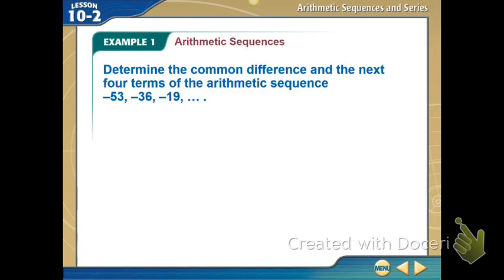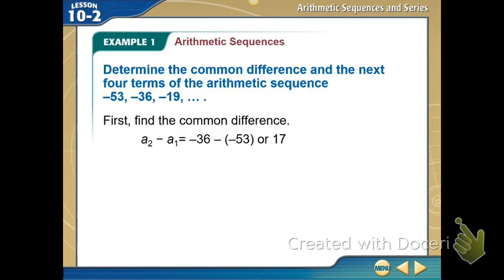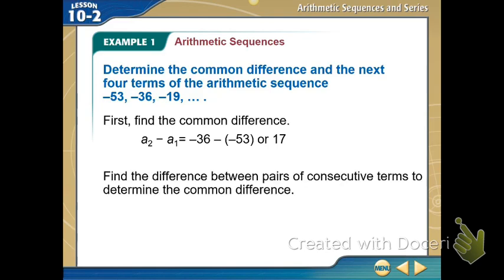Now let's look at the first example. Determine the common difference and the next 4 terms of the arithmetic sequence. So we're looking for what's the difference between those two terms? To find the common difference, you can subtract the second term from the third term, or the first term from the second term. So in this case, negative 36 minus negative 53 gives us 17. To ensure that this is arithmetic, we can do it a second time. Notice that the difference between A3 and A2 is also 17.